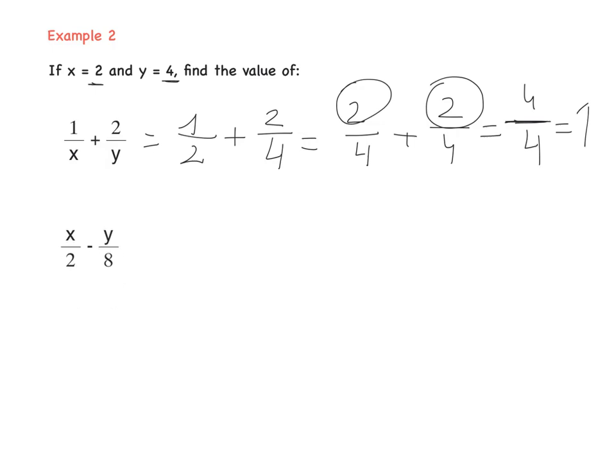Okay, and the second question, subtraction, okay? So we have x over 2 minus y over 2. So this time we have letters on the top. So instead of x, we can write down 2 over 2 minus, and y is 4 over 8. Okay, and the same, we simply need to find the answer.